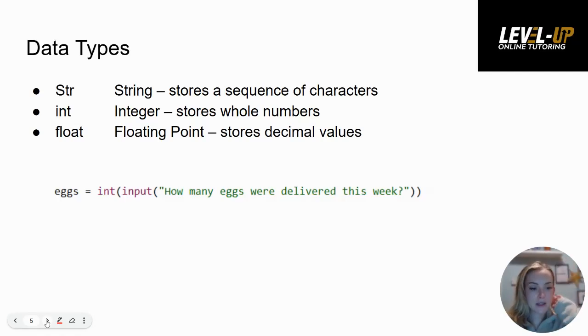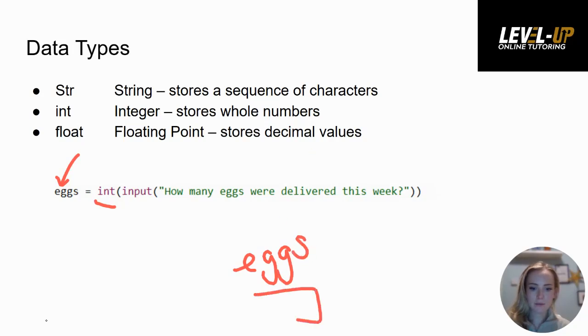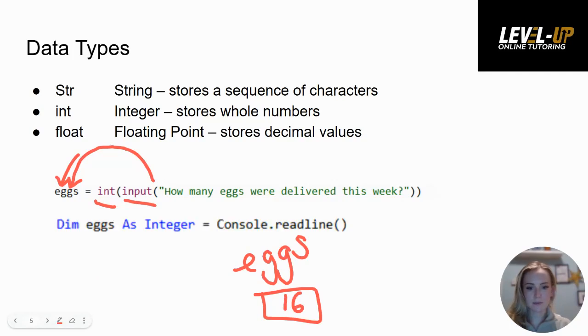Okay, so here I have an example from last session when we looked at the egg delivery. You can see here, actually, we are specifying the data type. So here is the variable. We literally have a container that will store a value. And basically, we're just saying whatever the user inputs into eggs, we want to look at it as a number. So we could enter 16 or something like that. Here's the example in Visual Basic.